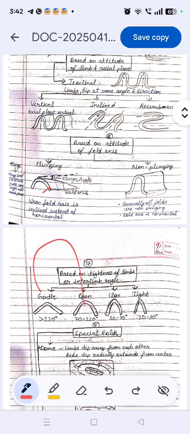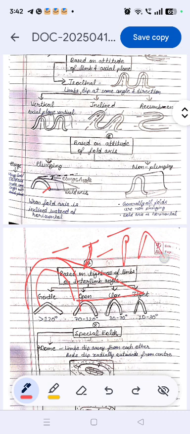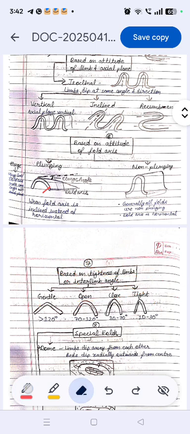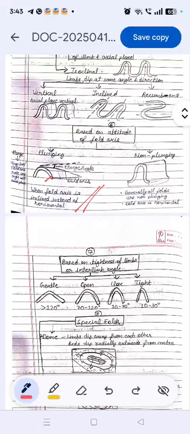In normal non-plunging fold, the fold axis is like this. But in case of plunging folds, it is like this. This would be the fold axis, but now it is inclined. And this is the plunge angle. And this is the fold axis. The fold axis is inclined instead of horizontal. Non-plunging fold axis is horizontal. Generally, all types of folds are non-plunging.